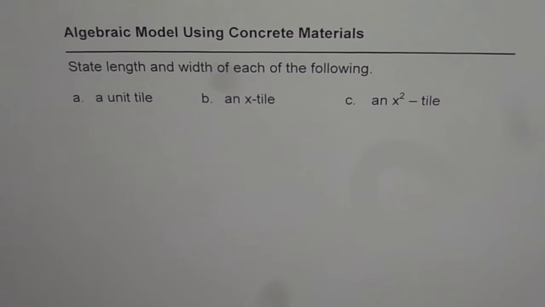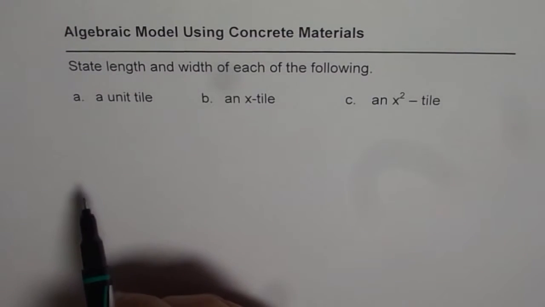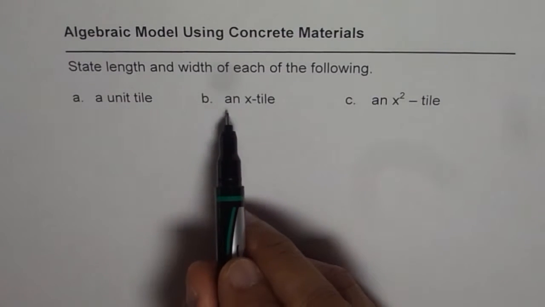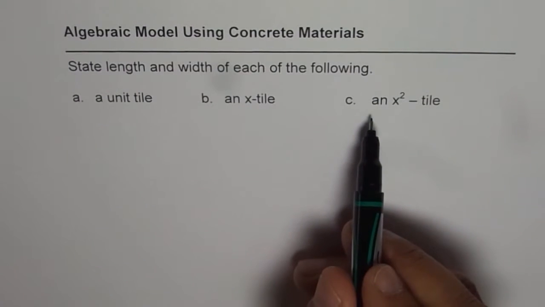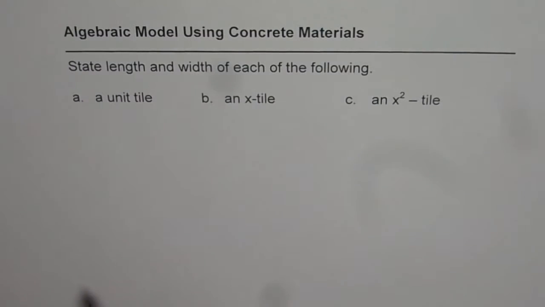Algebraic model using concrete materials. State the length and width of each of the following. First one is a unit tile. The second is an X tile, and the third one is an X square tile.